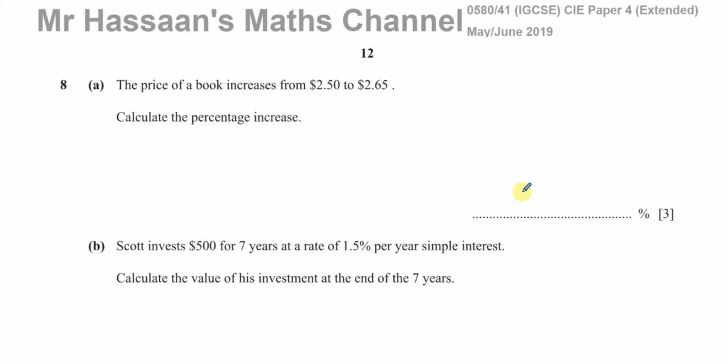This question is about percentages mostly, and it says, part A, the price of a book increases from $2.50 to $2.65. Calculate the percentage increase.